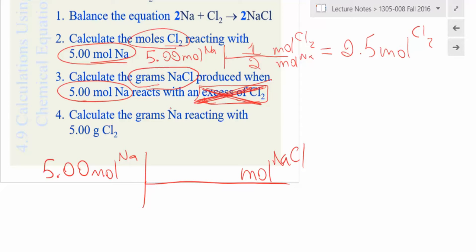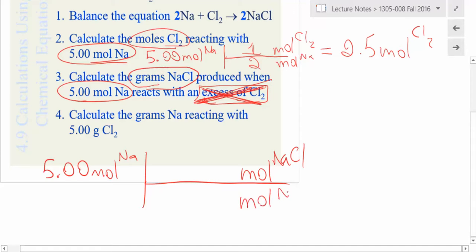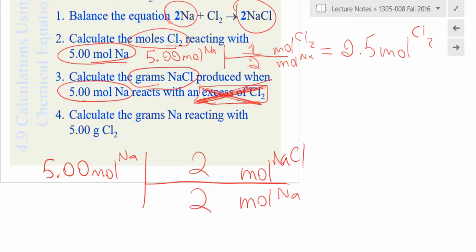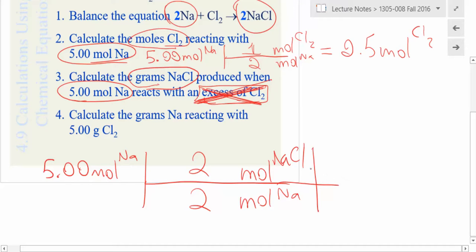So we're going to go from the moles of sodium to the moles of sodium chloride. If I look at my chemical equation, the coefficients for that, 2 sodium chlorides for every 2 sodiums. That's the stoichiometry step. It comes from the balanced chemical equation. Have I answered the question? No. What do I need to do to answer the question? Convert the moles of sodium chloride to the grams of sodium chloride.